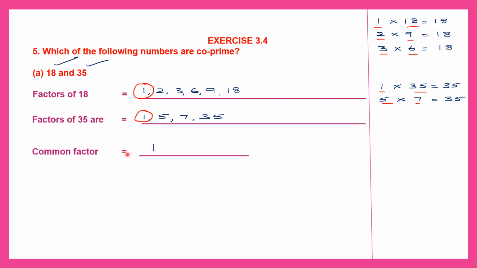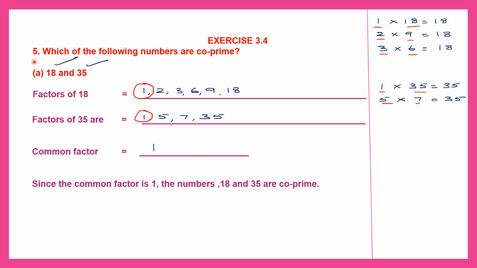So numbers like these, like 18 and 35, which have only 1 as their common factor, such numbers are called co-primes. So this is the meaning of co-prime. Co-prime numbers are numbers like 18 and 35 which have only 1 as a common factor. They don't have any other common factor between them. Okay, so 18 and 35 are co-prime numbers. Since the common factor is 1, the numbers 18 and 35 are co-prime.